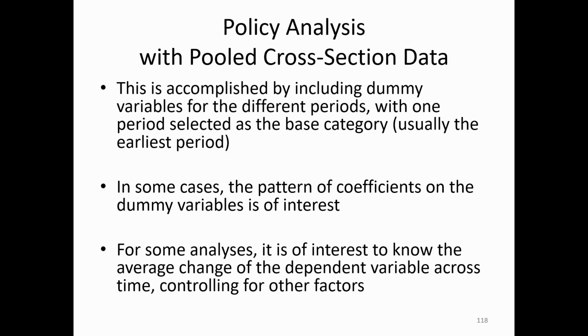So we add dummy variables for the different periods, with one period selected as the base category, which is usually the earliest period. In some cases, the pattern of coefficients on the dummy variables is of interest. We can see if the dependent variable is increasing through time based on the coefficients of the dummy variables. In impact evaluation, we add a dummy variable for the group where the intervention was applied. We also add an interaction term of this intervention dummy variable with the latest period. This setup is called the difference in differences method in impact evaluation.